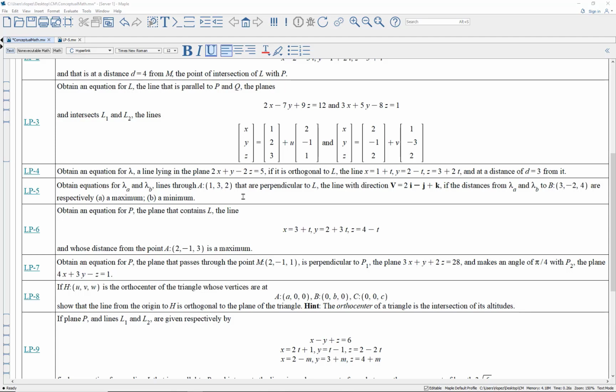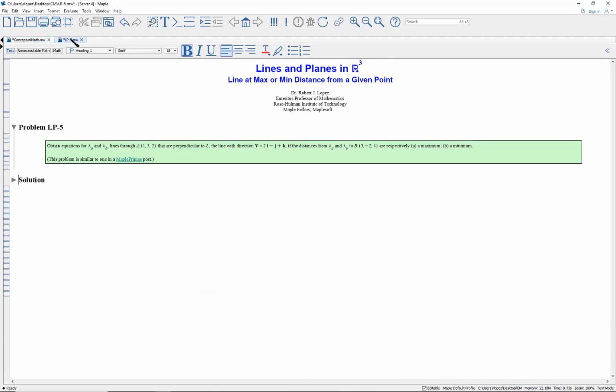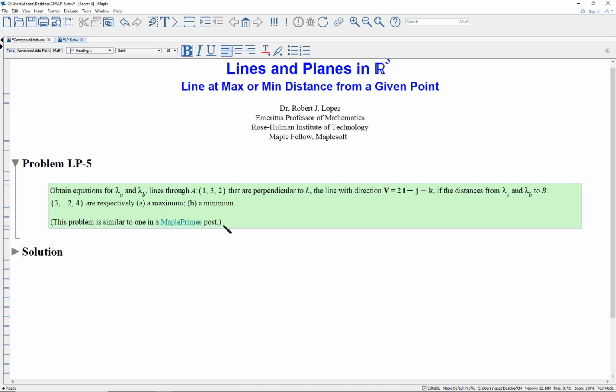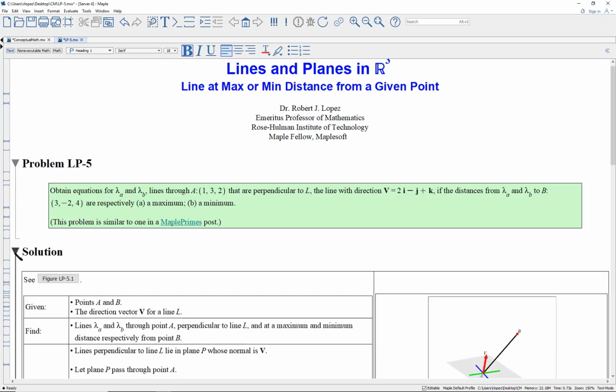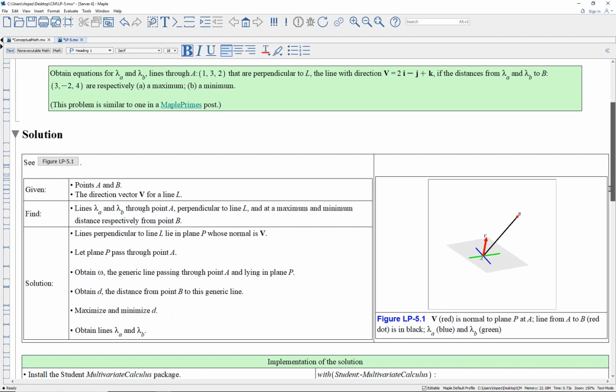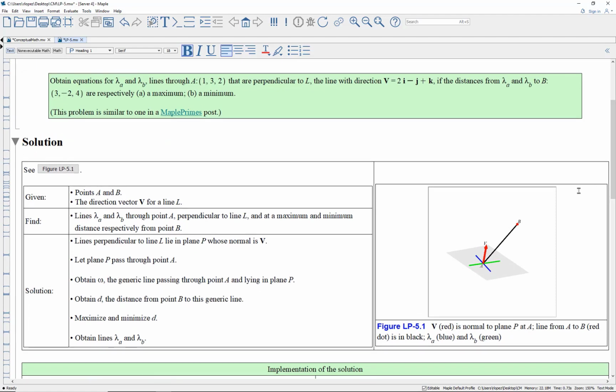I found that extremely difficult to visualize, and I had to think about that a great deal before I could even begin to tackle that question. So let's go over to the hyperlinked page. And again, here is the link to the original post. See if we can analyze this problem a bit.